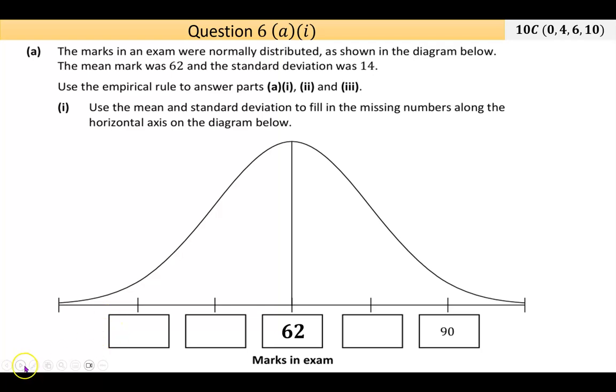So if we add on the standard deviation, which we were told was 14, so 62 plus 14 gives 76. That's our top value here. Then the mean take away the standard deviation of 14. So 62 take away 14 is 48. Then we're already given 90, which is 62 plus 14 plus 14. And then the lower extremities, you're taking away two standard deviations. So 62 take away 14, take away another 14, leaves you with 34.